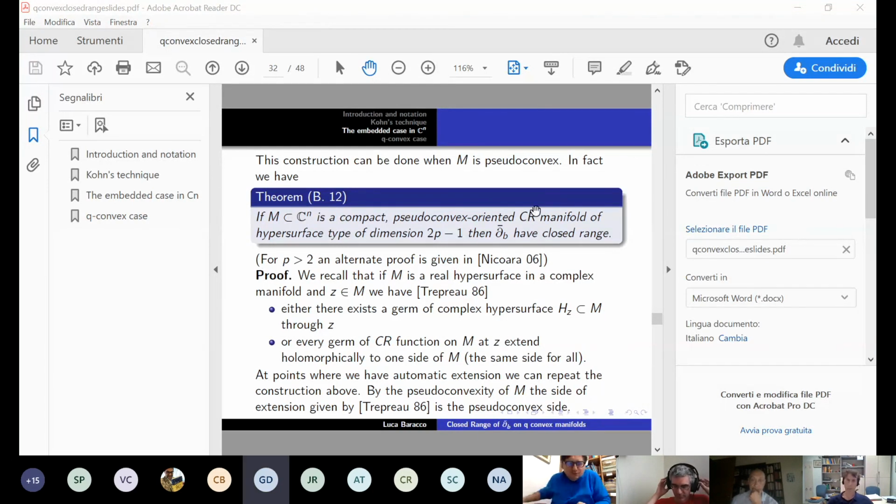Excuse me, may I make a comment? Isn't it true that the CR functions, as Luca Baracco said, are automatically even? How could it embed injectively in CN? It cannot embed injectively in C2. Not even in C3, right? Right. So I think the theorem is about embedded things.